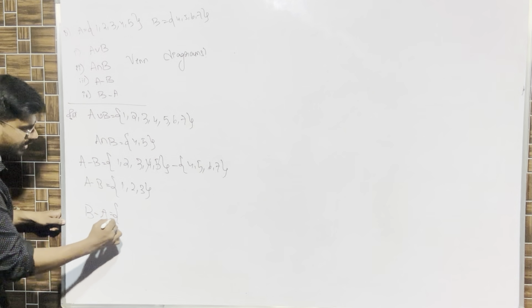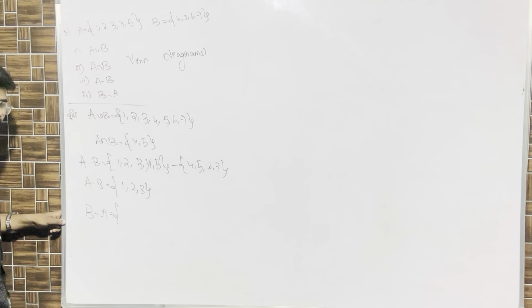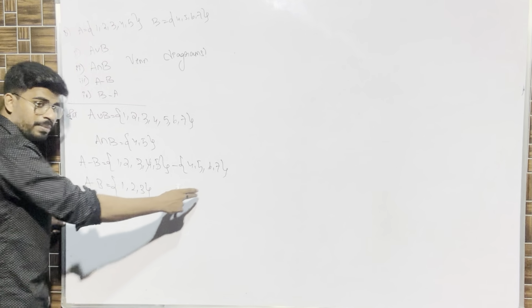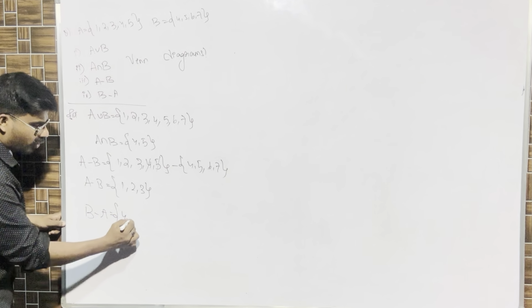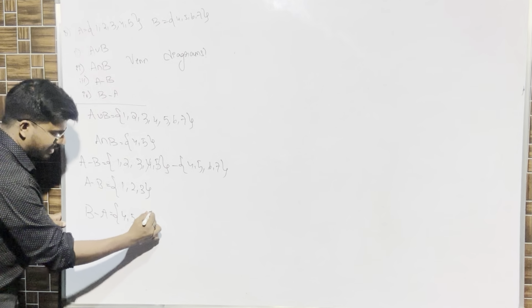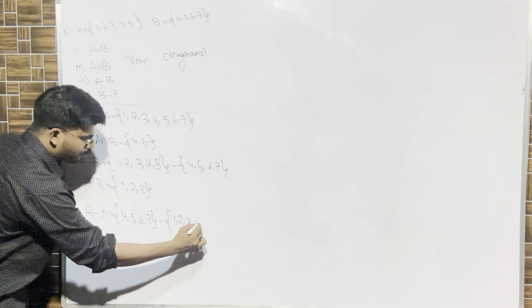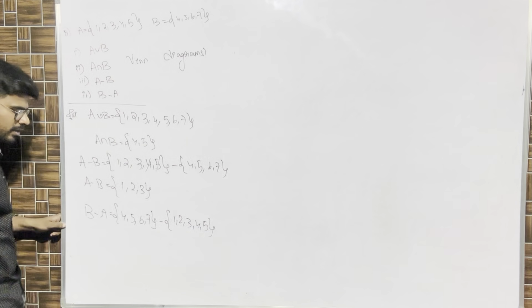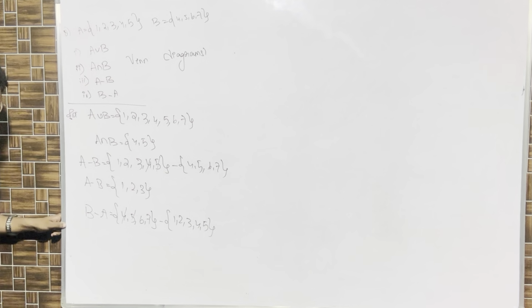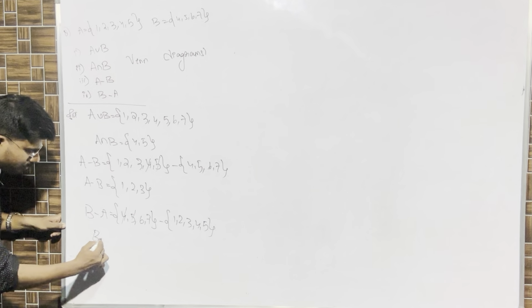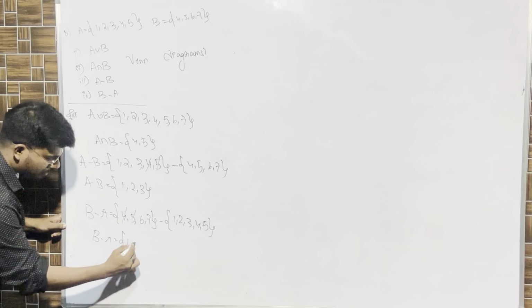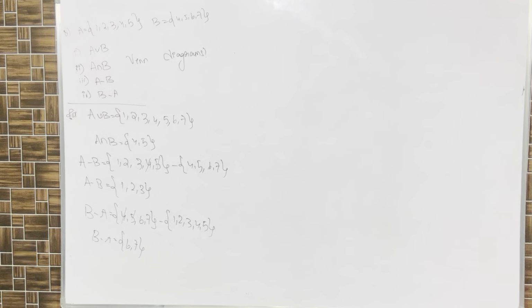Next, B minus A. B minus A is equal to, again write the same sets, but write B first. Write the B set first: 4, 5, 6, 7 minus A: 1, 2, 3, 4, 5. Again 4 and 5 are the common terms which are cancelled. What remains? 6, 7. Right. Let us draw the Venn diagrams.